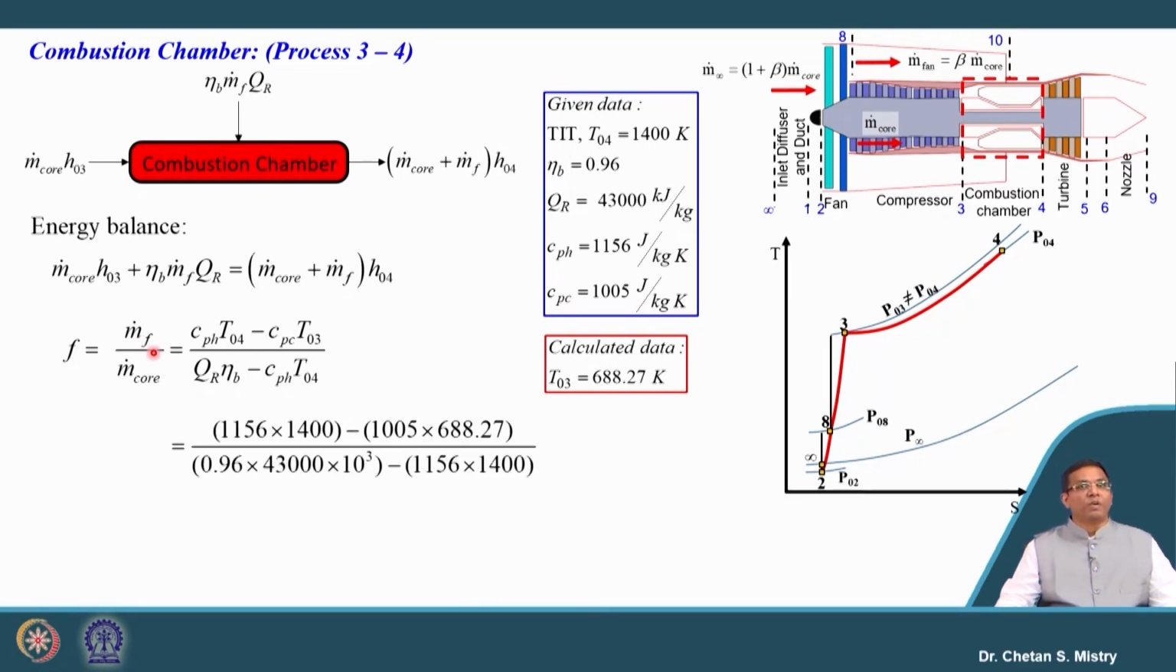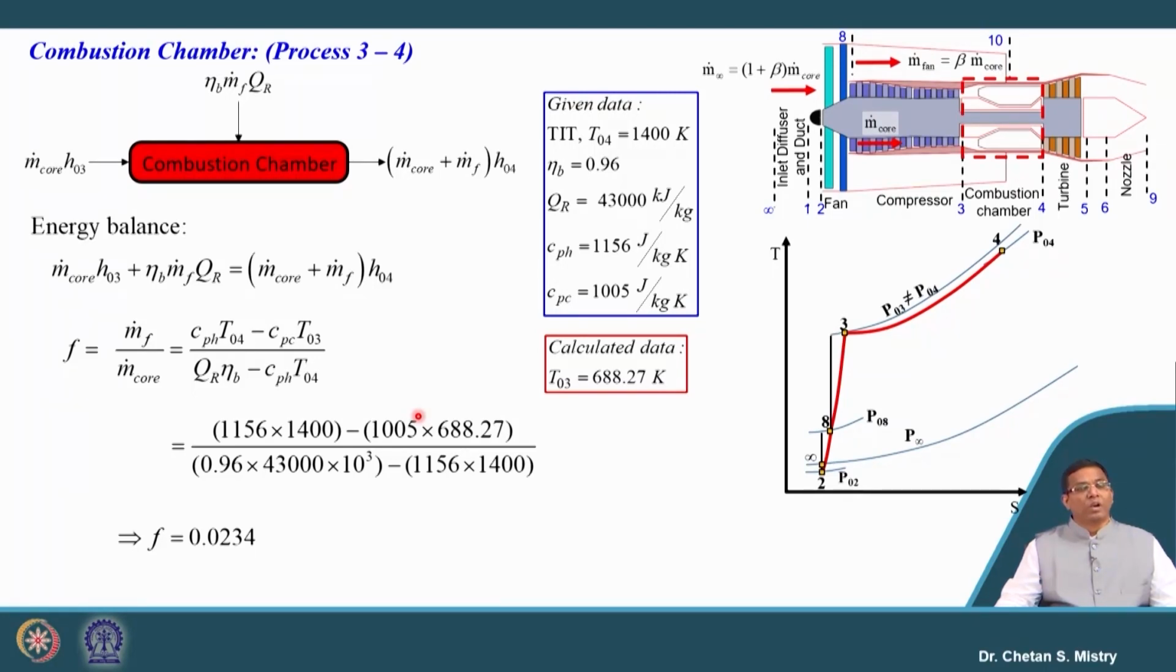Now, we have all information available with us. Cp value for the hot gas is 1156, maximum turbine entry temperature is 1400 Kelvin. Same way we have temperature at the entry of the combustion chamber, and if we simplify this, fuel air ratio is coming to be 0.0234. Okay. So, this is the amount of fuel that we are adding in order to raise the temperature to 1400 Kelvin. Just realize this number, just understand this number.